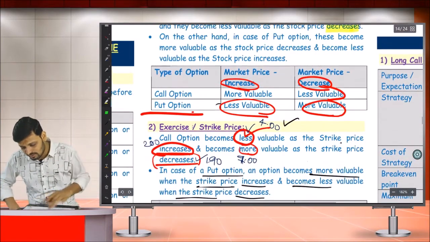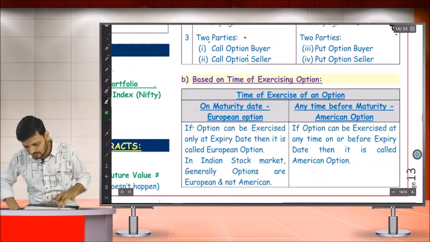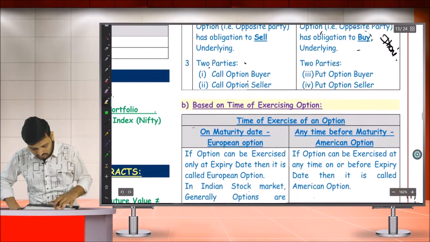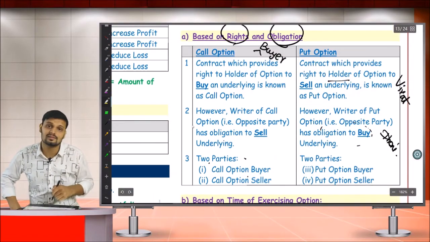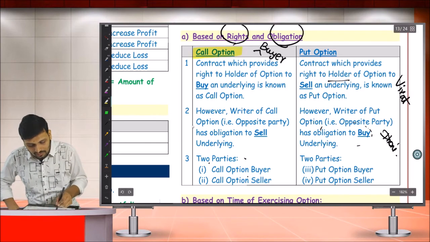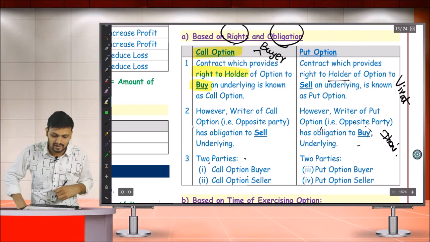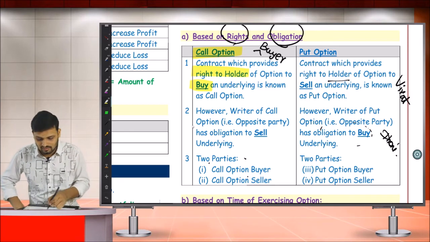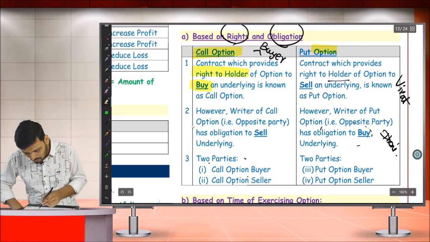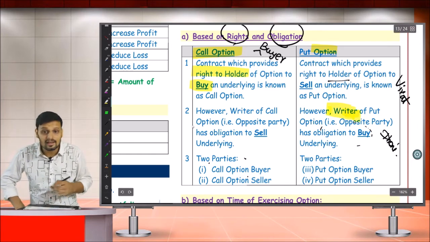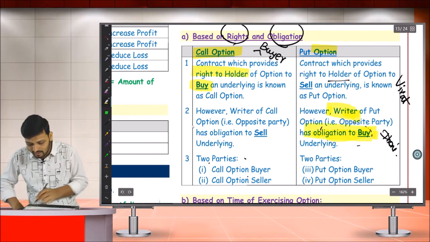If you remember this particular paragraph, you will understand it more clearly. Understand this. Call option buyer has the right to buy, correct? Put option seller has the obligation to buy.